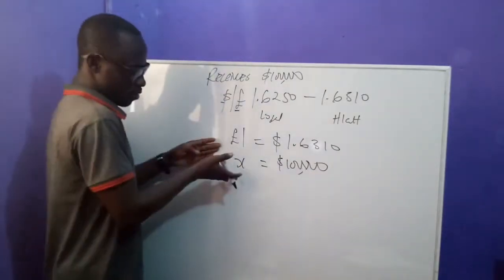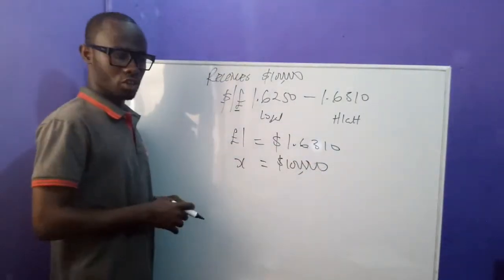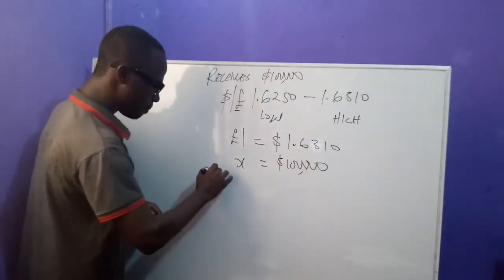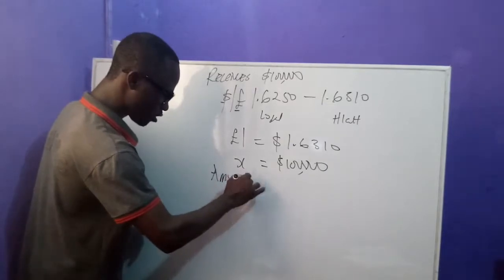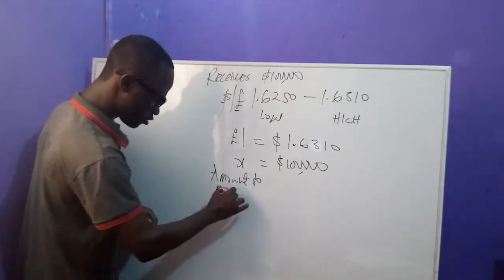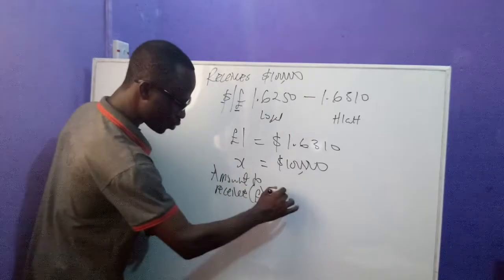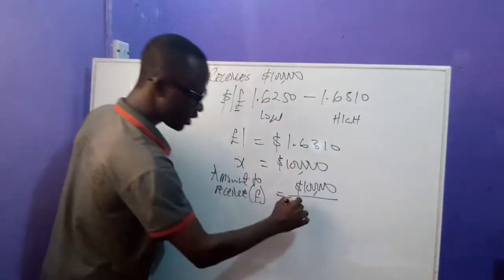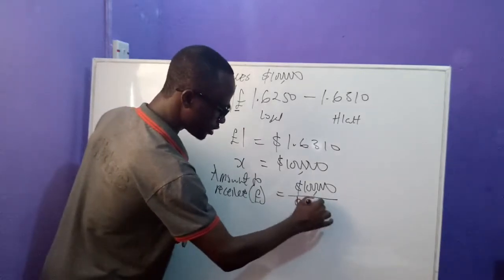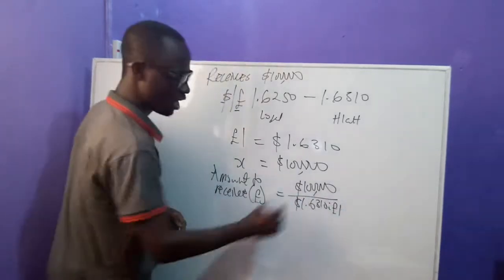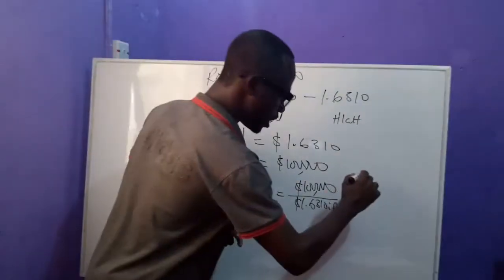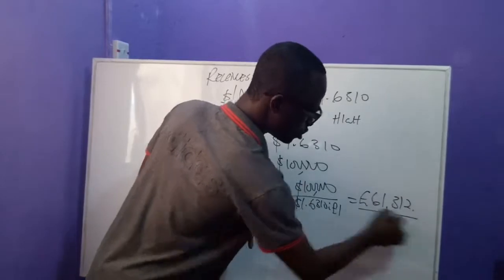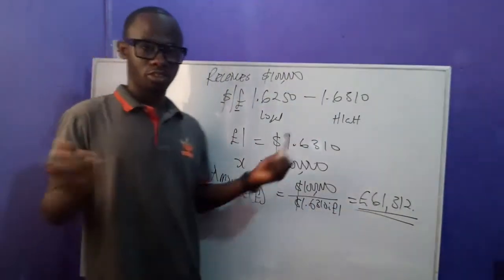Sounds good? How many pounds will $100,000 be? So what do we do? We divide, right? The amount to be received in pounds will be equal to $100,000 divided by 1.6310 to $1, and that is going to give us 61,312 pounds. So you see it?